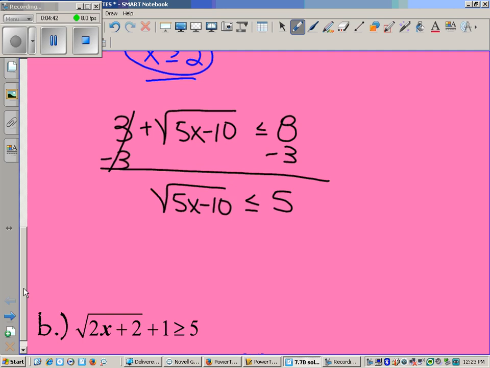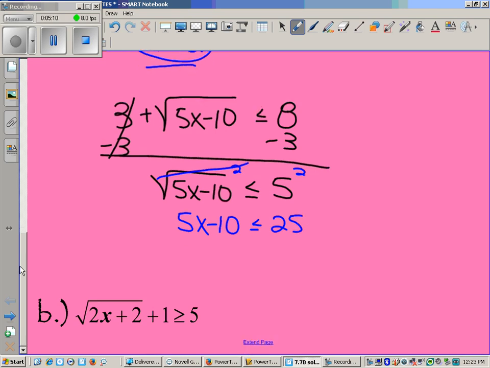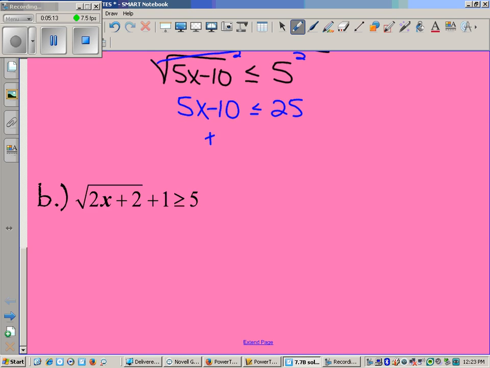I've got to get x by itself. So how would I get the x by itself? What do I need to get rid of now? Well, I need to get rid of the 5 and the 10. But before I can steal the babies out of the house, what do I have to do? I've got to break down the house, don't I? So what cancels out a square root? Squaring. So I'm going to square both sides. The square and the square root cancel, leaving me with 5x minus 10 is less than or equal to 25. Let's solve for x now by adding 10.